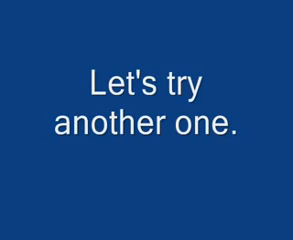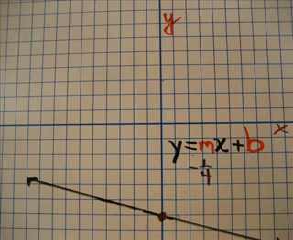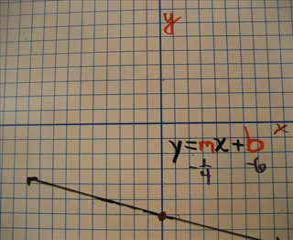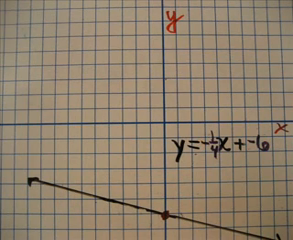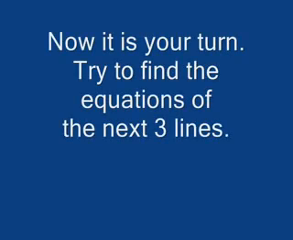Let's try another one. This is the second line we worked on. We have already found the slope and y-intercept. Here's the formula. The slope of this line was a negative 1/4. The y-intercept, or b, is a negative 6. So we substitute those into our equation for the m and the b. So our equation is y equals a negative 1/4 x plus a negative 6, but we simplify that negative 6 to minus 6. So our final equation you see there.